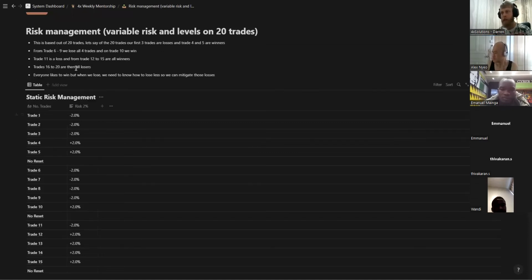If we take this over here and look at what it says, this is risk management, variable risk, and levels on 20 trades. I just showed you 5 trades. This is based out of 20 trades. Of the 20 trades, our first 3 trades are losses, and trades 4 and 5 are winners. So basically, it's the same as the 5 trades, but we are now just continuing on from trade 6 all the way to trade 20. From trades 6 to 9, we lose all 4 trades, and on trade 10, we win.